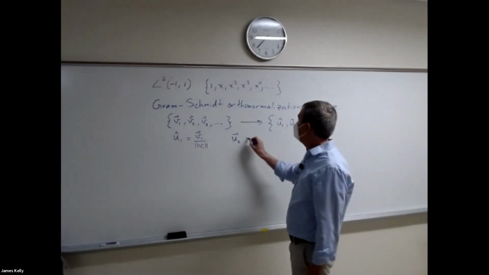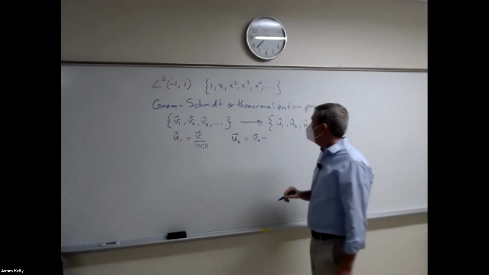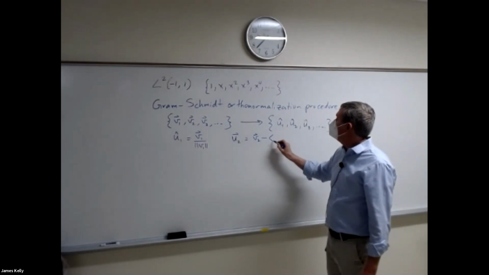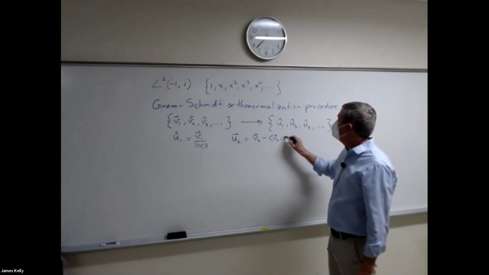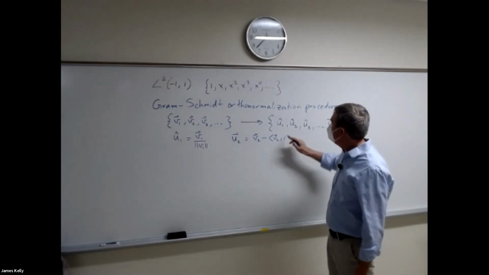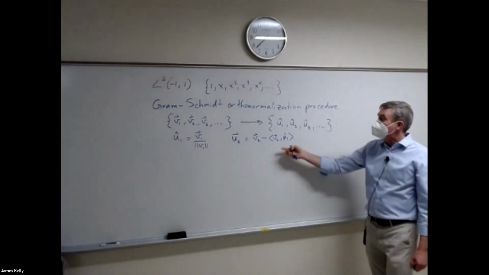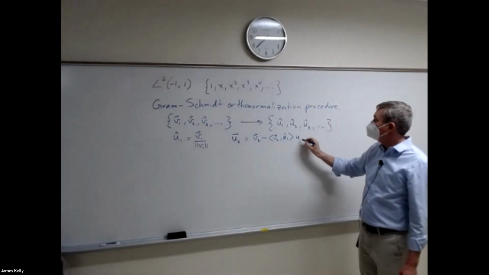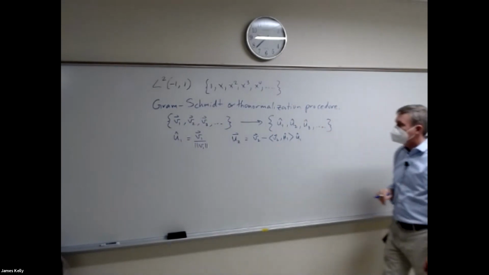Here's how we'll do it. We'll take v2 and subtract out the inner product of v2 with u1 hat. That's a number, and we'll take that scalar multiple of u1 hat.